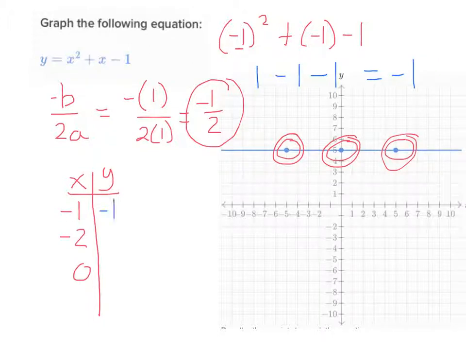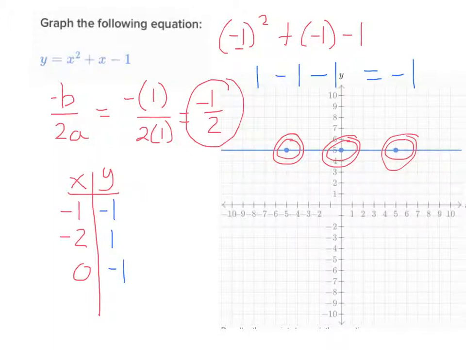So when I plug in negative 1, I get negative 1 out. Then let's plug in negative 2. When you plug in negative 2, you get 4 minus 2, which is 2, minus 1, which is 1. And when you plug in 0, you get negative 1. So now I'm going to graph those 3 points.